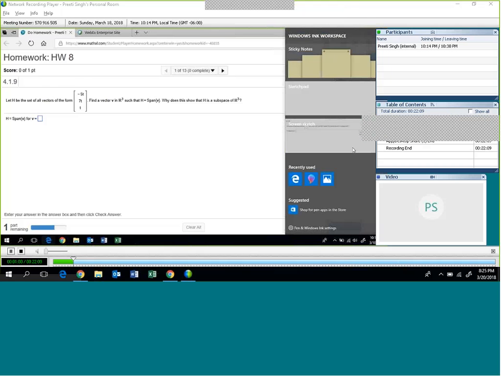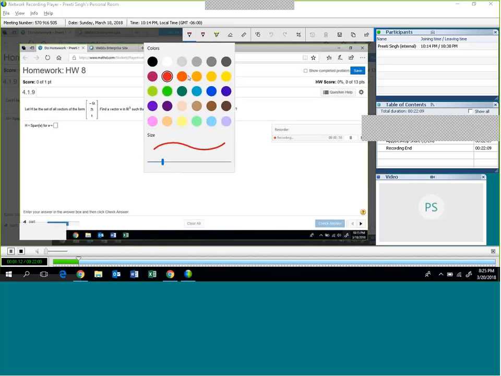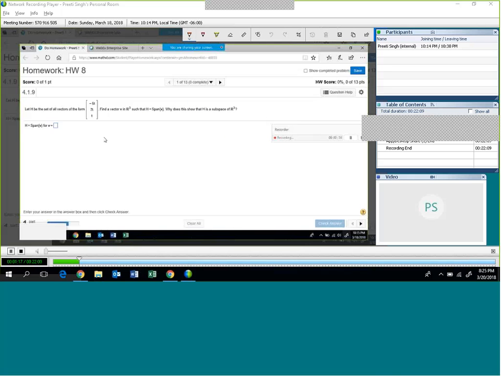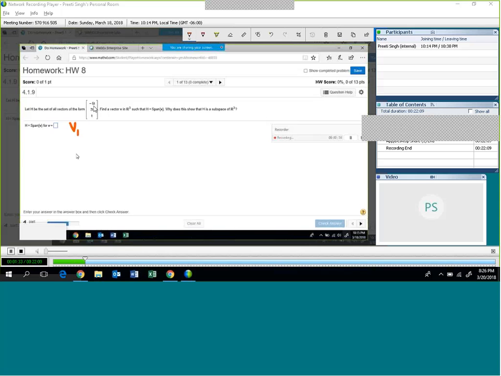Span means taking all the linear combinations. For example, if I'm looking at one vector, the span of that particular vector is just the multiples of that vector in both directions. So that is the line along that vector. Now, in this case, there is only one vector, which is negative 5, 7, 1, and this is multiplied by t. So t is any variable.